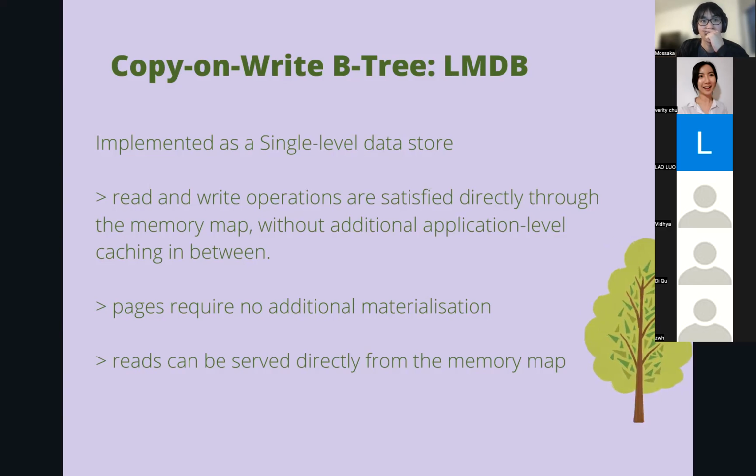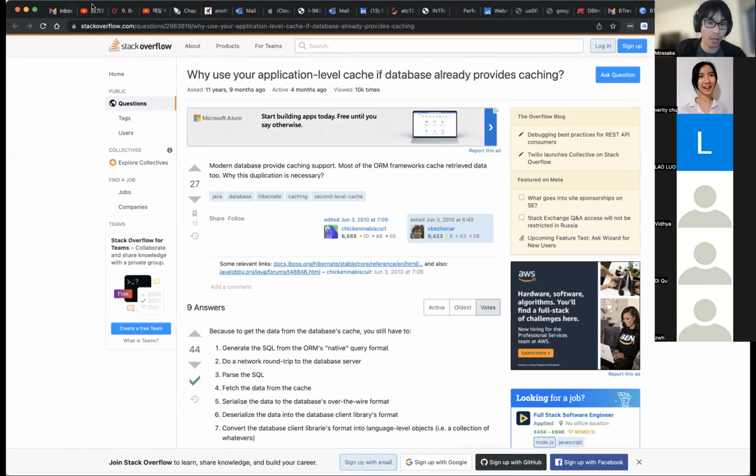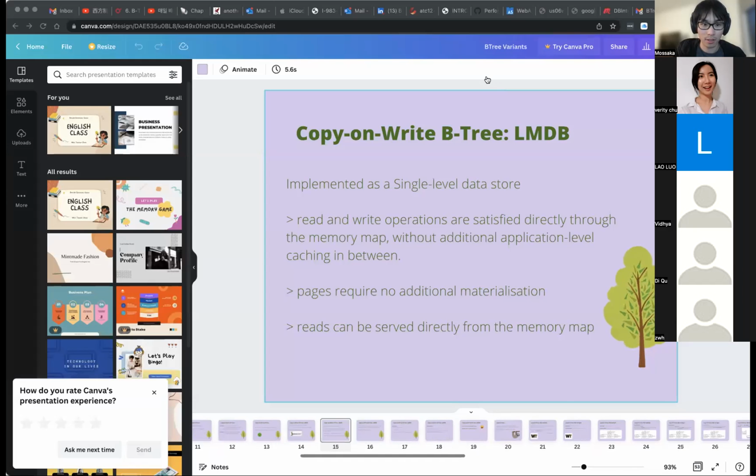Trying to look up what "read and write operations are satisfied directly through the memory map" means. I don't understand what this means. I found an answer that might help you on Stack Overflow. One second, if you click open that. Sorry, I have too much going on here. Let me open this. Is this the one you are looking for?